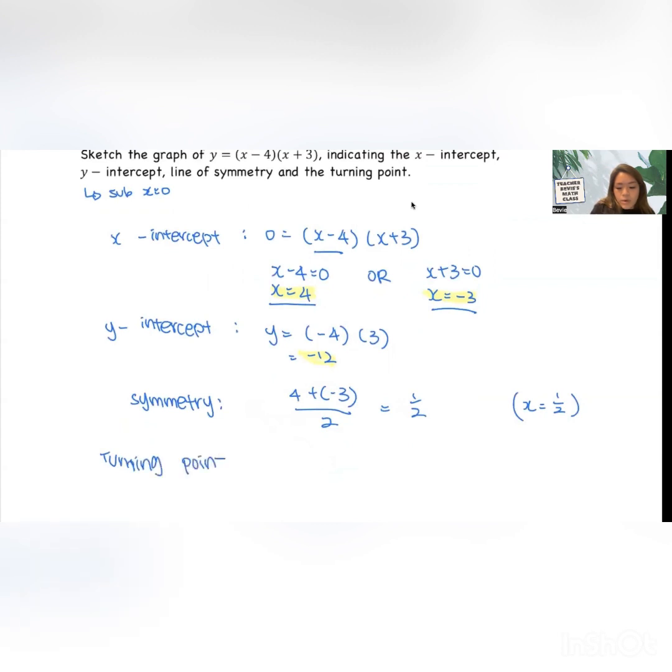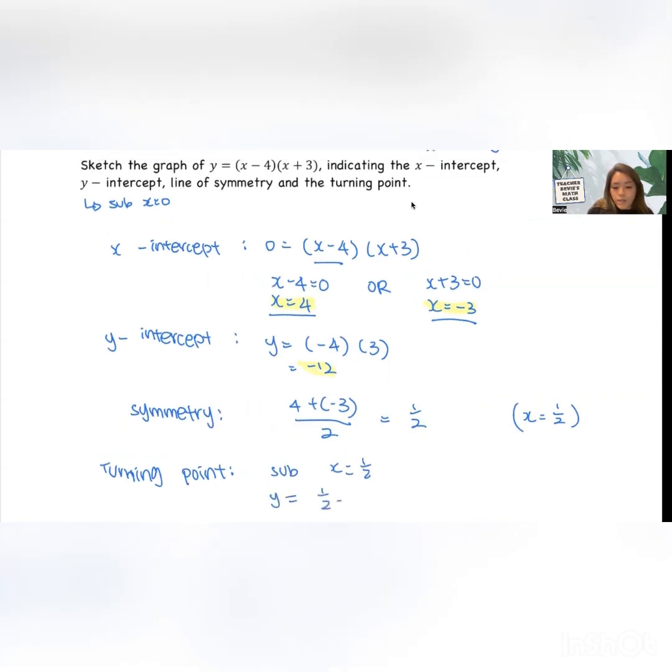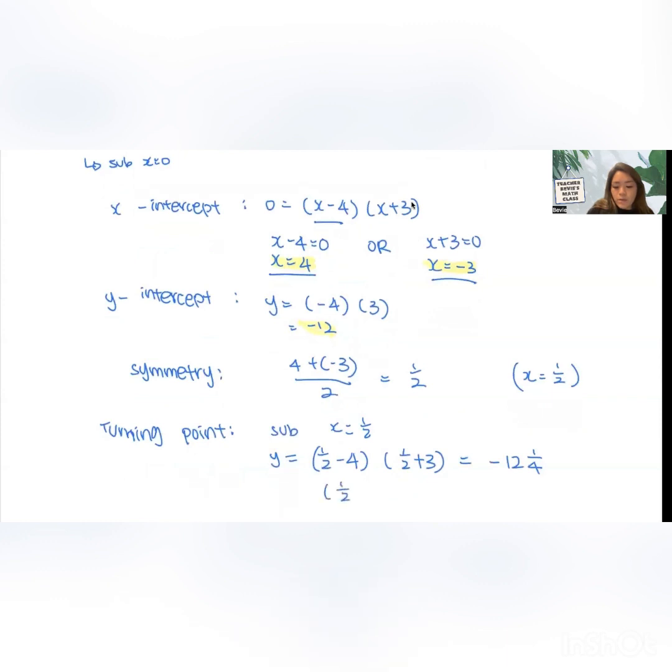To find the turning point, very simply, I just have to sub x equals a half into my original equation again, and I'll get y equals (a half minus 4)(a half plus 3), which gives me negative 12 and 1/4. So the coordinates of my turning point are (half, negative 12 and 1/4). After getting all these 4 points, I'm ready to sketch my graph.